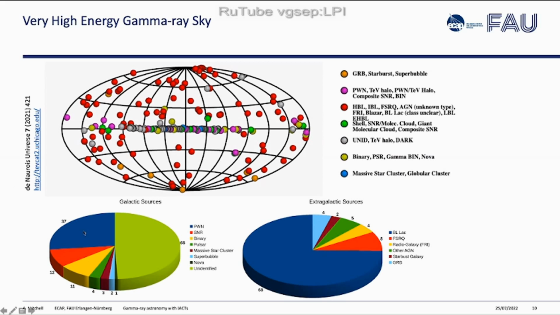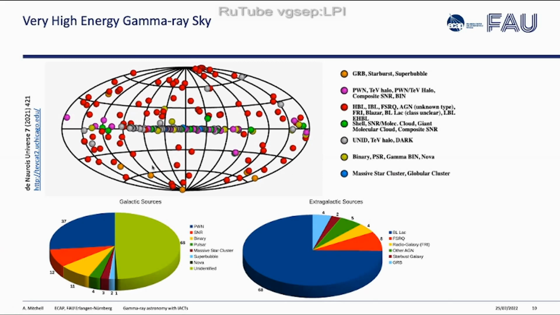The most popular type of identified galactic sources are pulsar wind nebulae or supernova remnants, or indeed composites, which are then a combination of the two. And we'll hear a bit more about those in a moment. And then we also have plenty of binary systems.